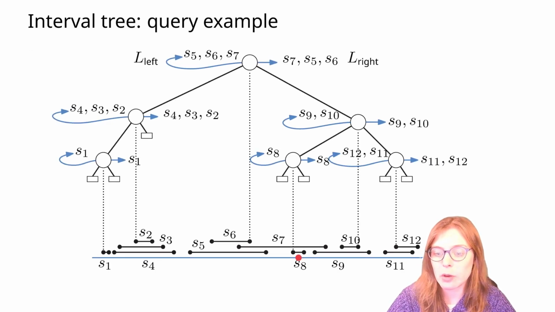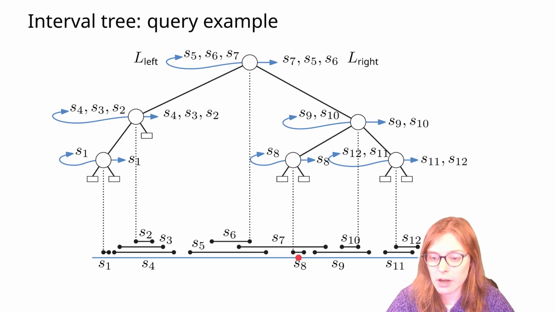Now let's consider an example of a query. Suppose that we are searching the interval tree by the value of this red dot q. We start with the root, and because the query point lies to the right of the value stored in the root, we are going to check all the intervals stored in the right list associated with the root. We will linearly traverse this list and report all the segments that contain the query point. As soon as we reach a segment that does not contain the query point, we may stop traversing the list and move on to the right child of the root.